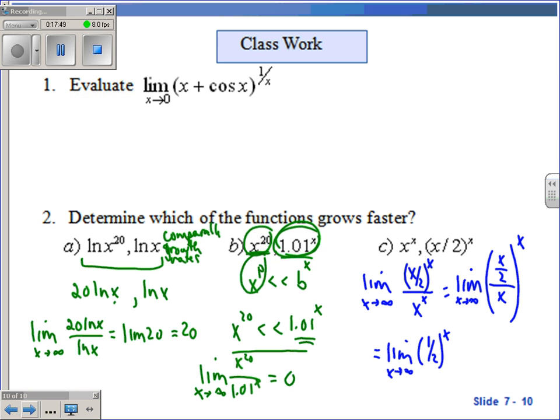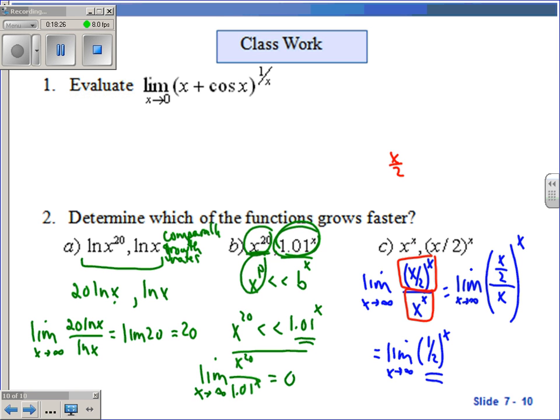Well, the limit of 1/2 to the x goes to infinity. So if the limit's infinity, go back to what the ratio that you put together was. These were the two functions we were comparing, and if we get infinity, that means the one on the top grows faster than the one on the bottom. Wait a minute. If x goes to infinity, that didn't make sense, because that top one wasn't... it's half of the other one's base. This is a fraction.